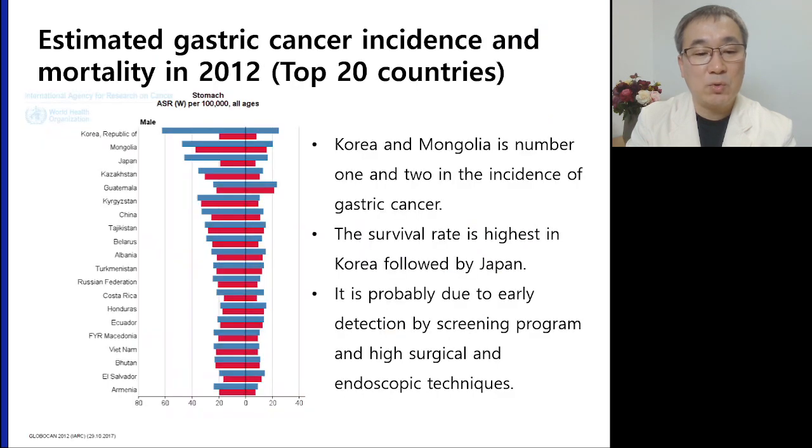This picture shows the estimated gastric cancer incidence and mortality in 2012. Korea and Mongolia are number 1 and 2 in the incidence of gastric cancer. The survival rate is highest in Korea, followed by Japan. It is probably due to early detection by screening program and high surgical and endoscopic techniques.